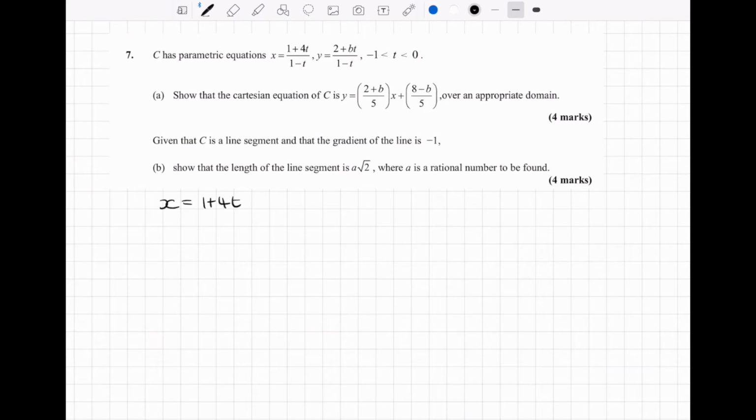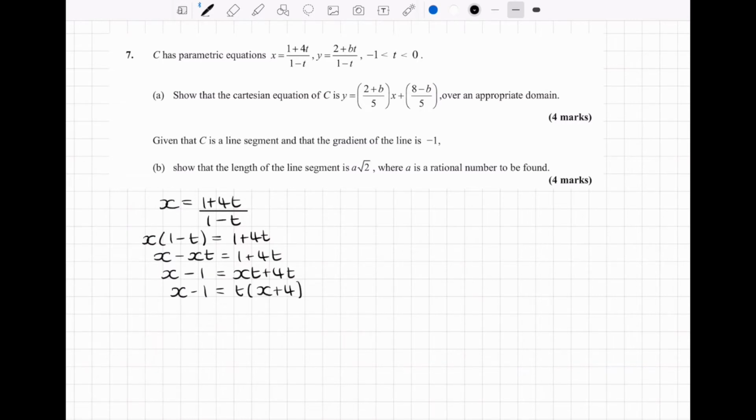Question 7 is parametric equations. So first one, x equals 1 plus 4t over 1 minus t. I'll rearrange this one for t first, and then I'll sub that into y to get our Cartesian equation of C. So t equals x minus 1 over x plus 4.